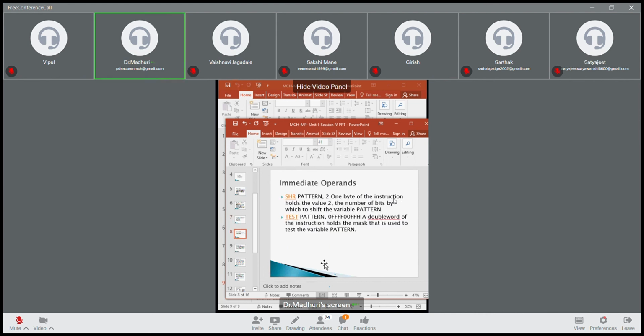आता immediate operand काय असतो, immediate operand म्हणजे you have the direct value there, so that value you are directly moving into the X register, or the immediate operand is there. Okay, just remember this one.